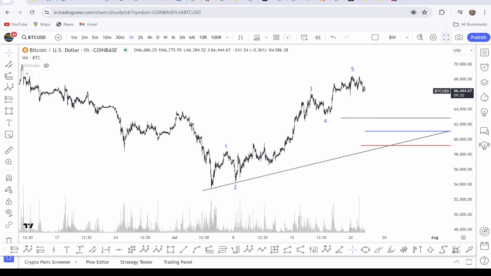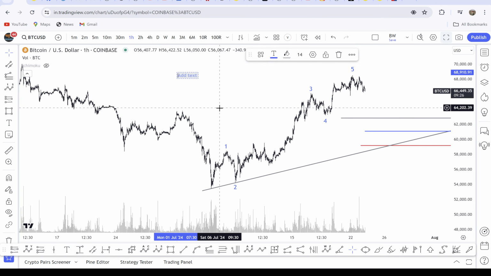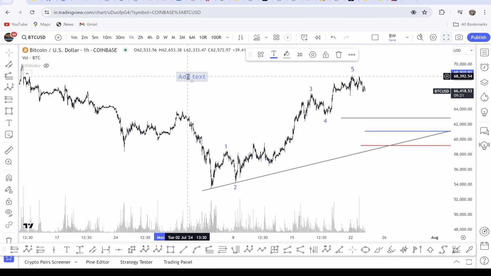Hello guys, today 23rd July 2024, and I'm giving you the Bitcoin chart.